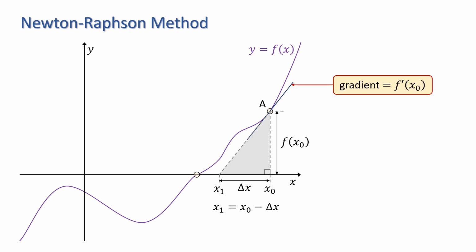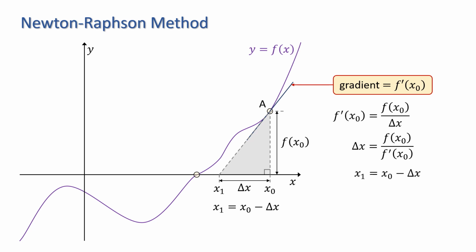Looking at our triangle, we can see that the gradient can be expressed as f of x0 over delta x. Thus, we have f' of x0 equals f of x0 over delta x. Rearranging this gives delta x equals f of x0 over f' of x0. Now, we know that x1 equals x0 minus delta x. Thus, x1 equals x0 minus f of x0 over f' of x0.